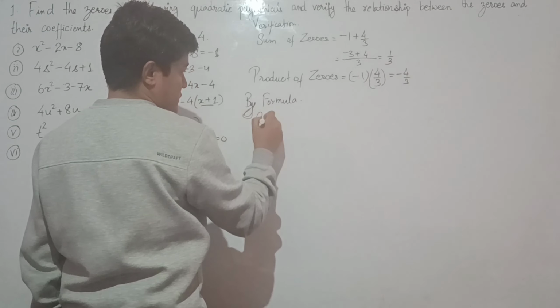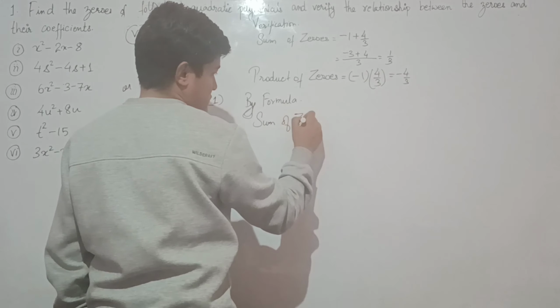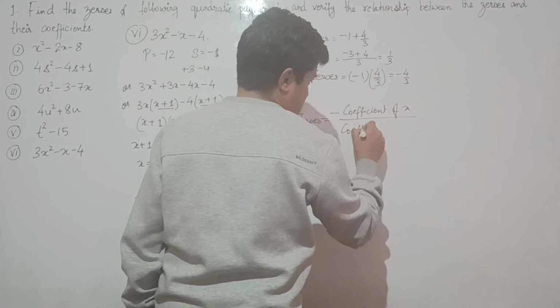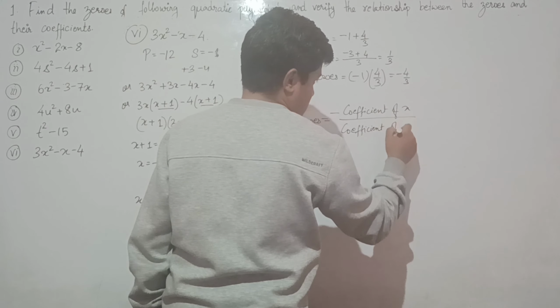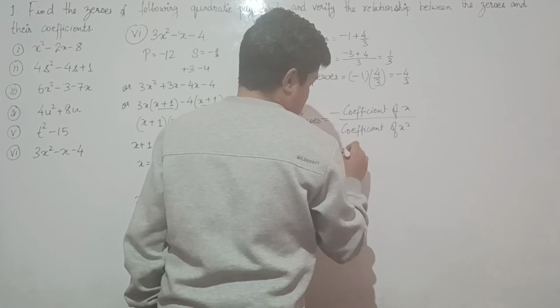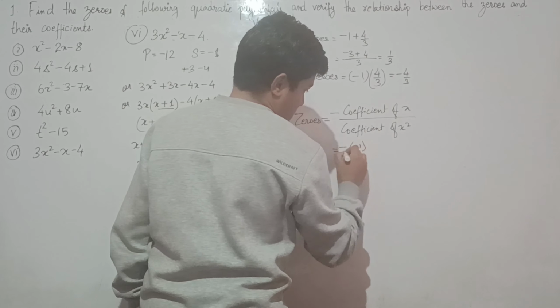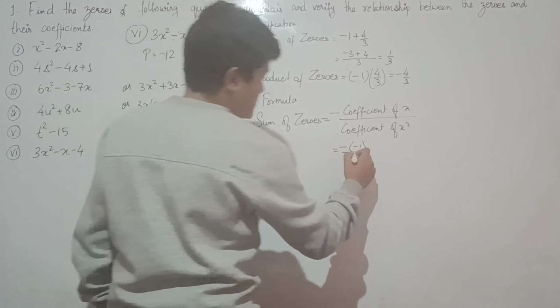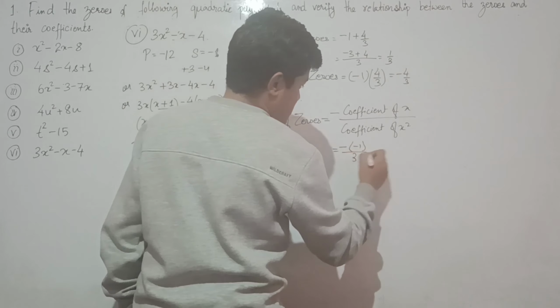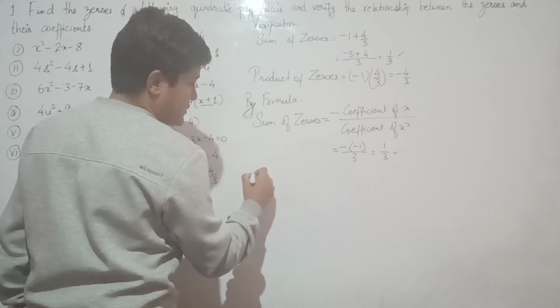By formula, sum of zeros equals minus coefficient of x by coefficient of x square. So the coefficient of x is minus 1, the coefficient of x square is 3, so minus and minus make plus 1 by 3. Yes, it is verified.